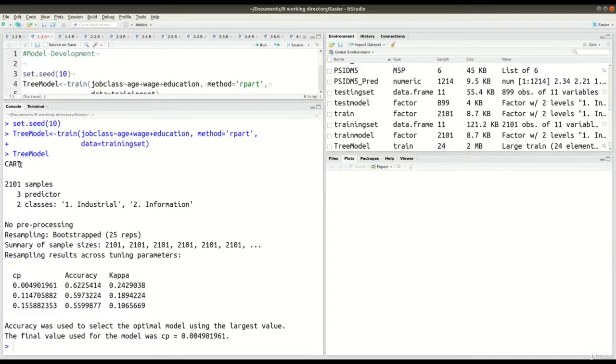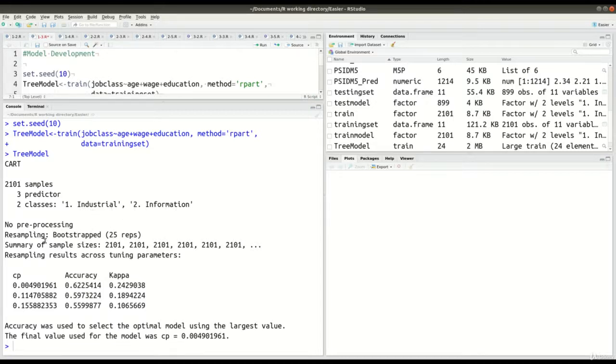So at the top is CART. That's just the name of an algorithm, if you will, that we're using here. It's an acronym for something. And you can see that our sample size is 2,101. We have 3 predictor variables, age, wage, and education, and 2 classes for our dependent categorical variable, job classification.